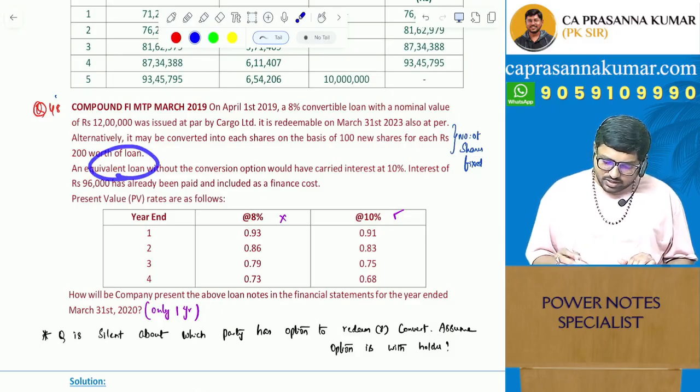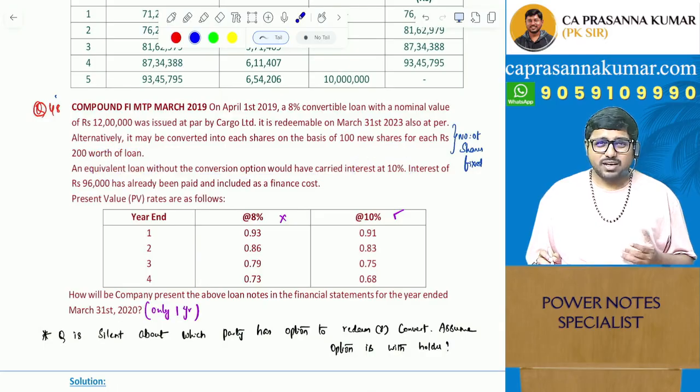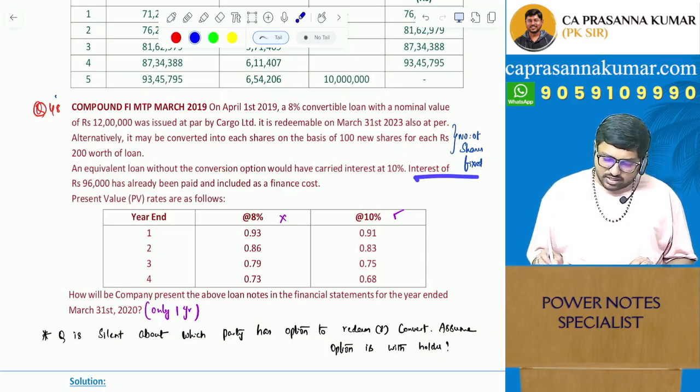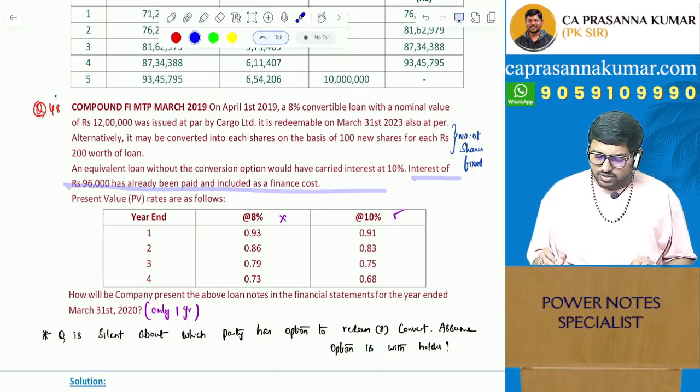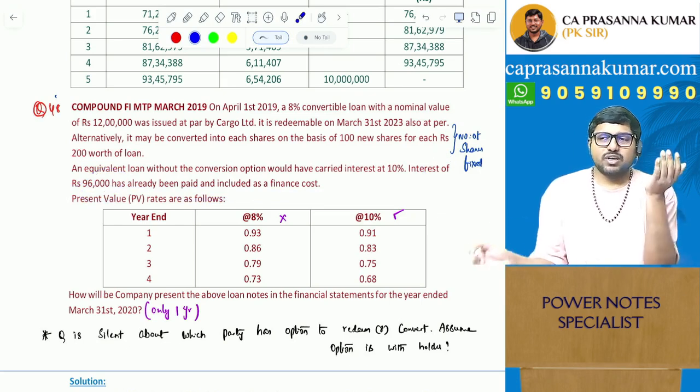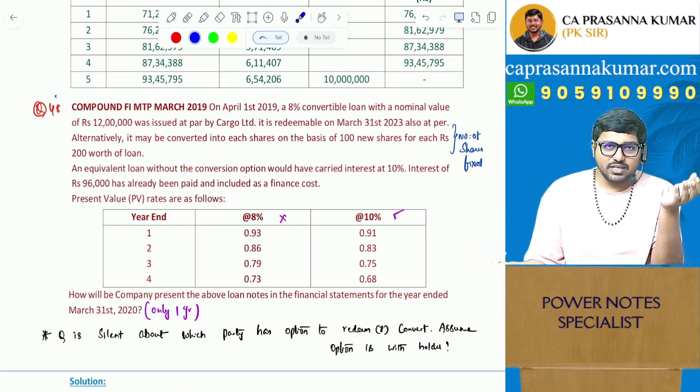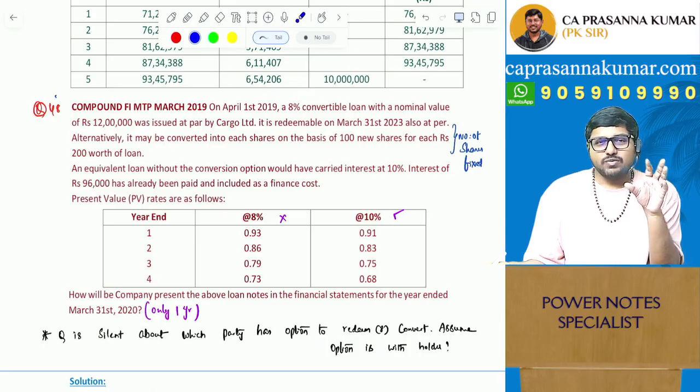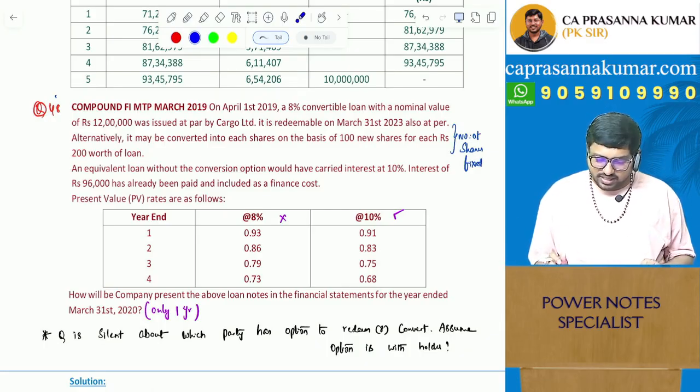An equivalent loan without the conversion option would have carried interest at 10% uncorrupted interest, to which only we'll be discounting the contractual cash flows to find out the fair value of the liability. Interest of 96,000 has already been paid and included as finance cost. Don't let this sentence confuse you. What do you mean by that? Interest of 96,000 has been paid in advance and it is included as finance cost, means you would have recognized that in P&L. You understand the point? So when we try to show the P&L treatment, there we will talk about this particular point. Other than that, it's not at all relevant.